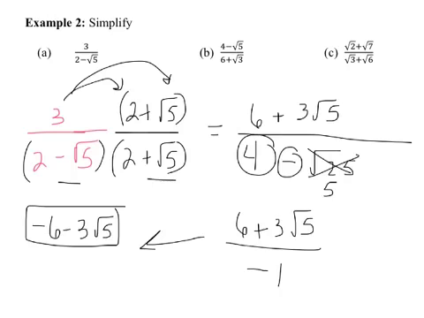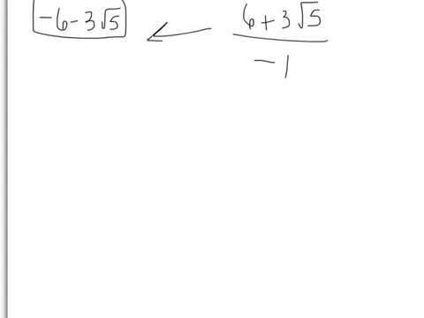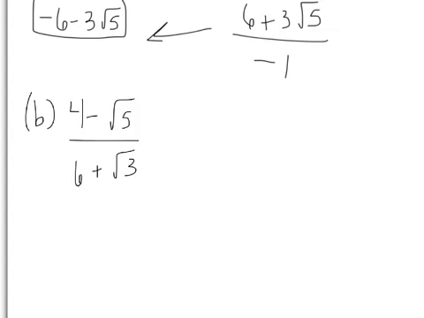Example B is no different, except for the fact that now we have a numerator involved as well, which we'll have to FOIL. So we've got, for example B, 4 minus radical 5 over 6 plus radical 3. We start by multiplying by the binomial conjugate. 6 minus root 3, 6 minus root 3. Remember, the goal is to make the denominator an integer, so we multiply by the binomial conjugate of the denominator. Don't confuse this and use 4 plus root 5. It's not going to work. It won't get rid of the denominator, just get rid of the numerator's irrational component.